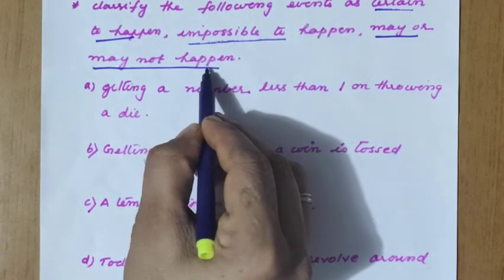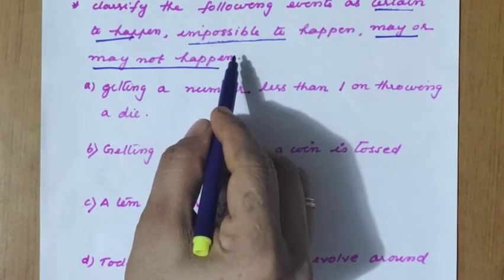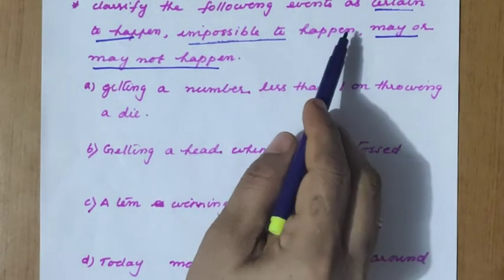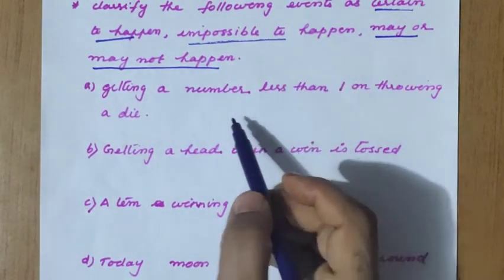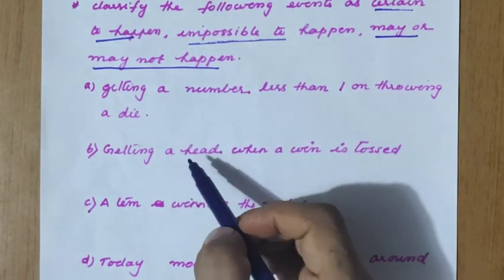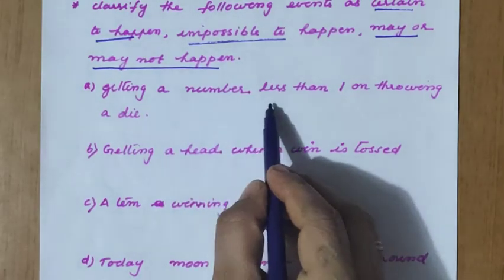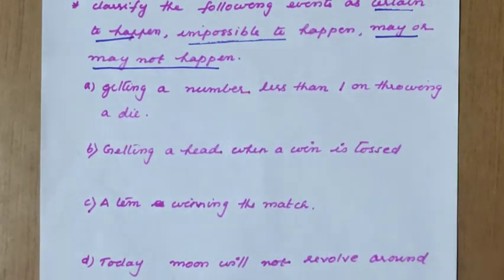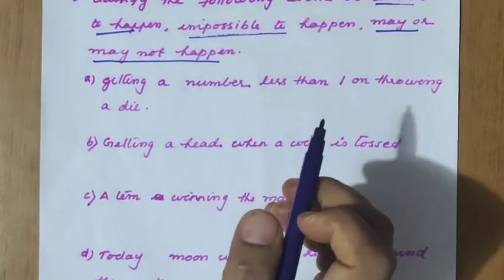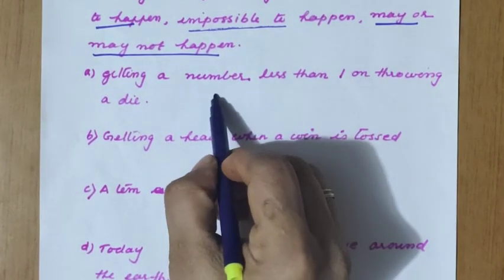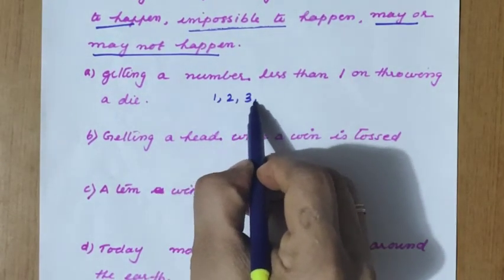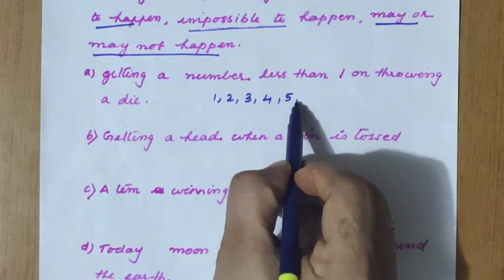This criteria is how we come to the category of probability, right? So we have to identify where each event comes. Many examples are given. Let us see them. Getting a number less than 1 on throwing a die. Die means what are the possible outcomes? 1, 2, 3, 4, 5, 6.